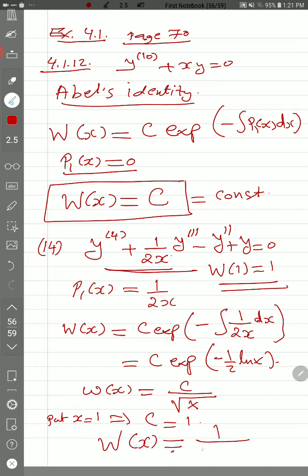Okay, this will finish this lecture for 4.1, and I hope it is clear. Later on, when we go to 4.2, I will solve more exercises to explain this situation.